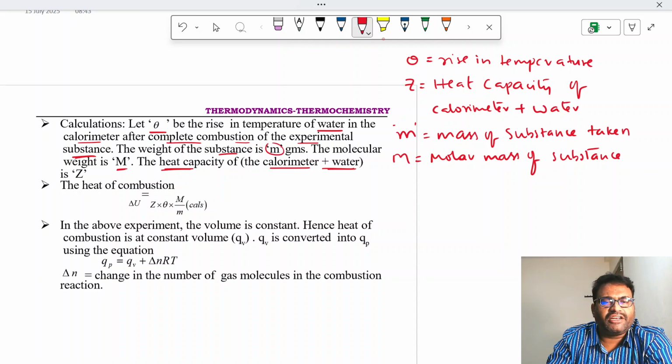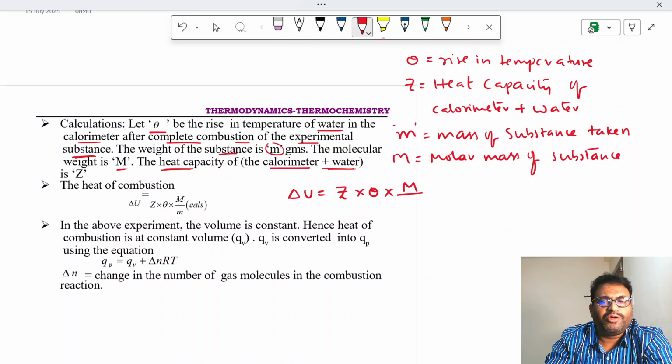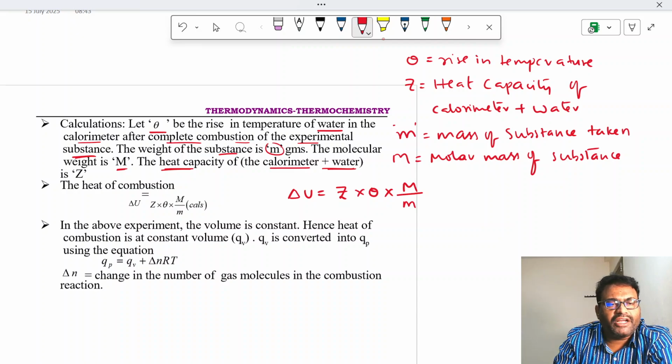Then delta U can be calculated by using the formula: delta U is equal to Z, heat capacity, into rise in the temperature, into molecular weight, by mass of the substance taken. So by using this formula, you can calculate delta U. In the bomb calorimeter, the volume is constant. Volume does not change. Hence, whatever heat of combustion you calculate, how much amount of heat is liberated in the bomb calorimeter, that will be the heat of combustion at constant volume.